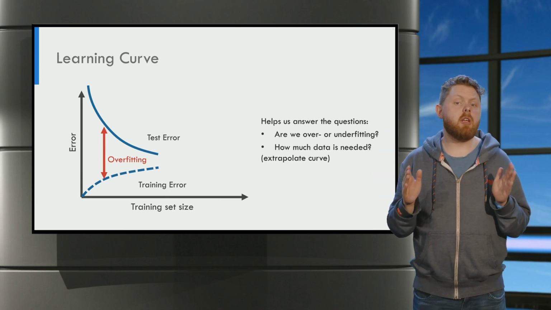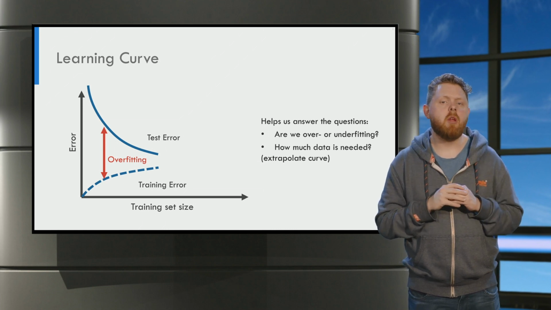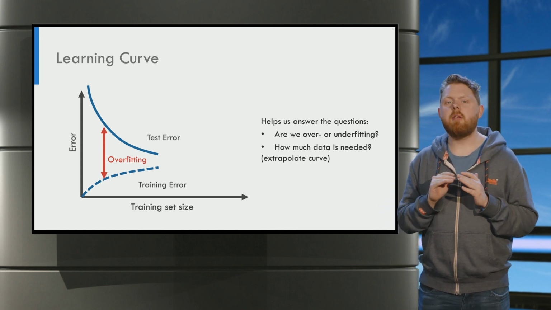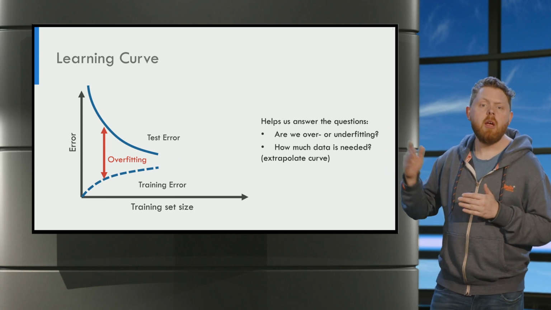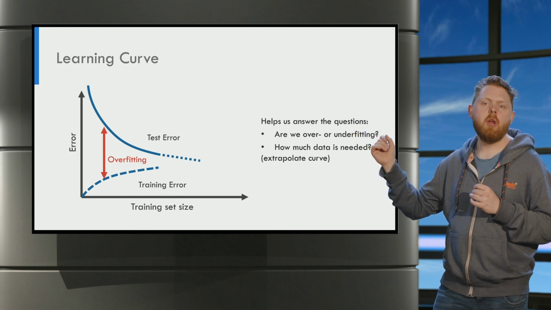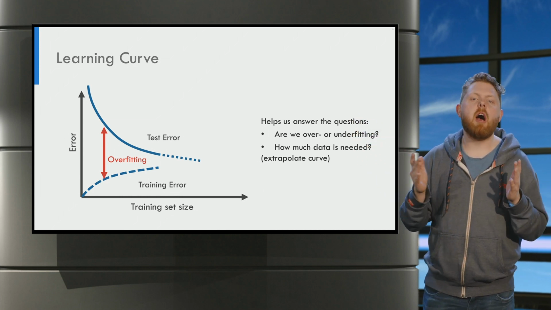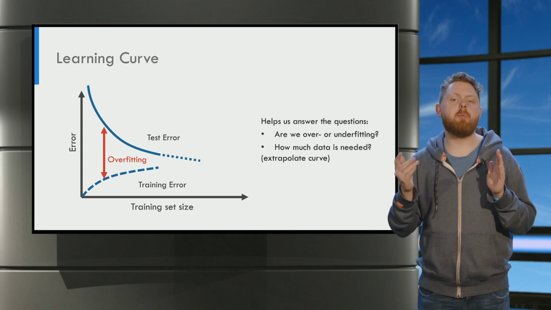The second question that we can answer is, how much data do we need? One way to estimate this is by extrapolating the learning curve. Here, I have linearly extrapolated the test error. This way, we can see how much more training data we approximately need to get a better performance.